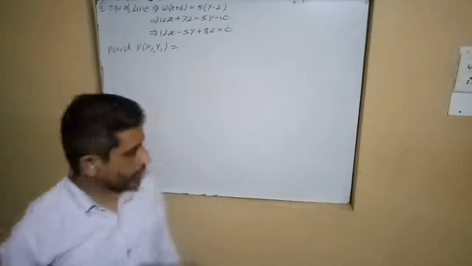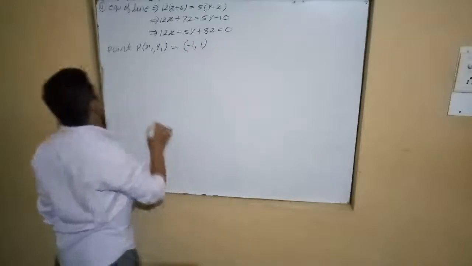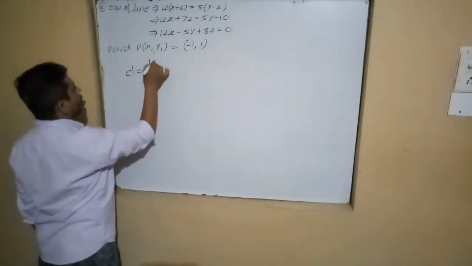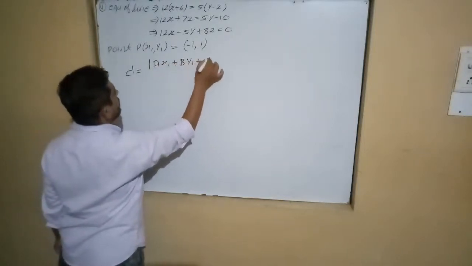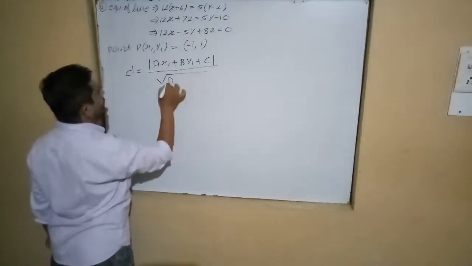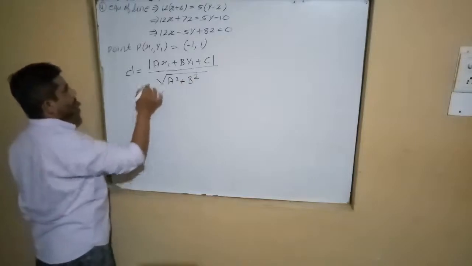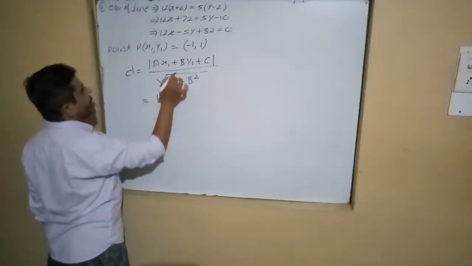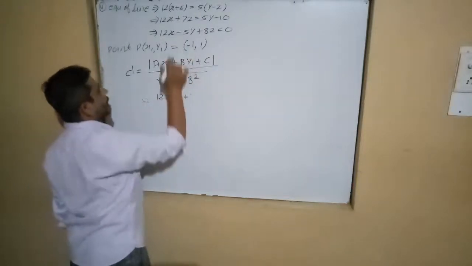Point P (x1, y1) is equal to (-1, 1). Therefore, d is equal to the modulus of ax1 plus by1 plus c, upon root of a square plus b square. Put in the values. What is the value of a? 12. So 12 into x1, which is -1, plus b, where is b? Minus 5.